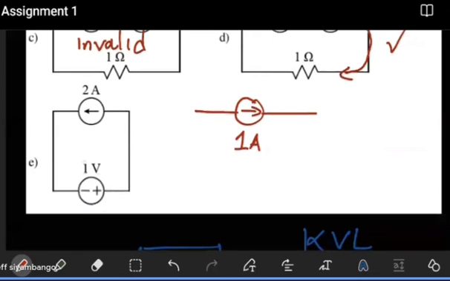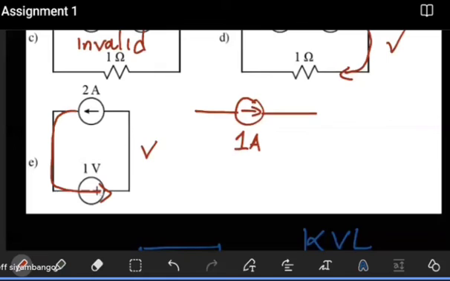Lastly, we have this one. Here we have a current source and here we have a voltage source. Again, we're going to conclude that this connection is actually valid. Even though we have this current source, it just tells us how much current is flowing in our circuit, so it doesn't break any of our known concepts. The 1 volt source can accept any current flowing here, so this is actually okay.